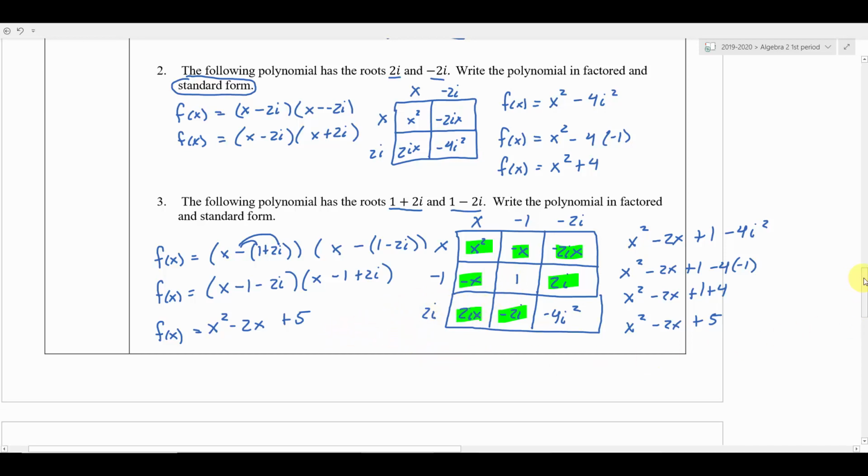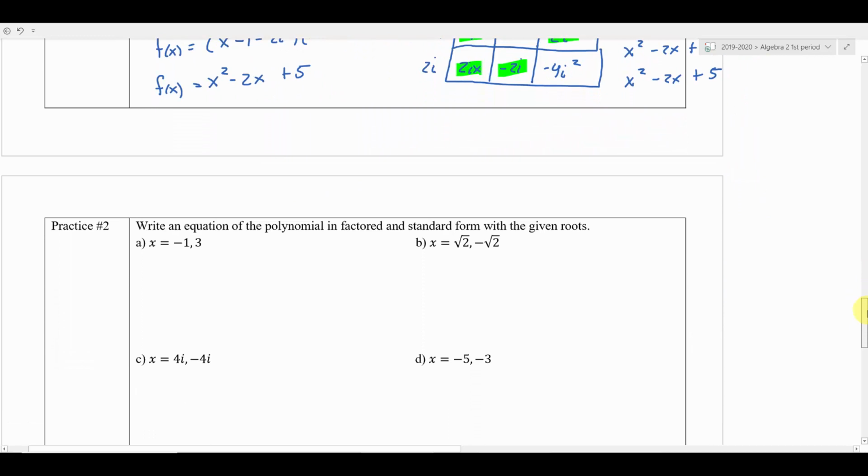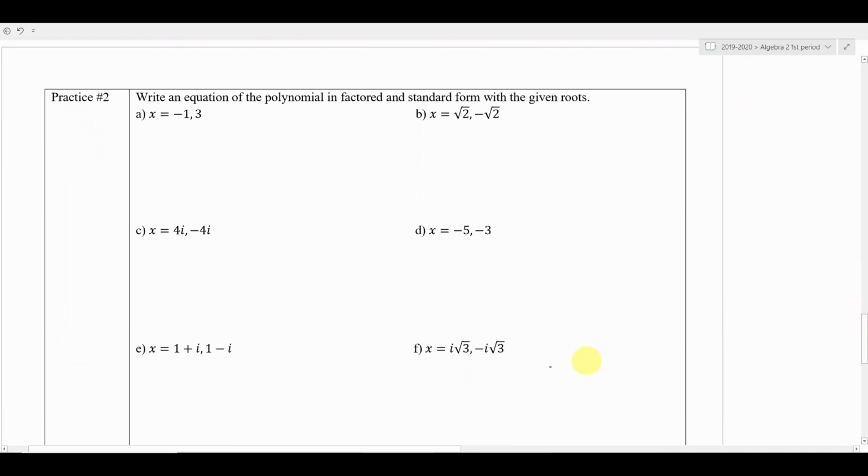If you look at the rest of the notes, it's really just more practice with that. You guys have seen examples of those. Let's do B together because this one has some square roots in it. Just in case you're intimidated by the square roots, we can handle those. They want the polynomial in factored and standard form. And truth is, you're going to want to start in factored form for all of these anyways. So the factored form is actually helpful.